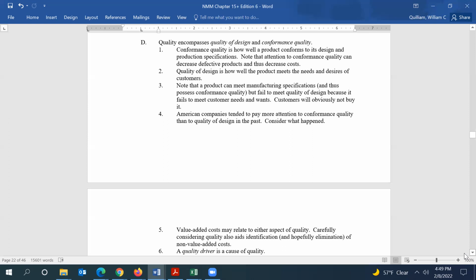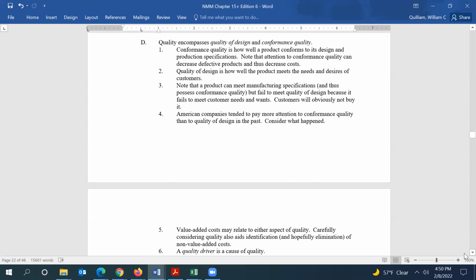So that's why I see in number 3. We can note that a product can meet manufacturing specifications and thus possess conformance quality, but fail to meet quality of design because it fails to meet customer needs and wants. Again, customers obviously won't buy it. So it can be as well made as you'd like, have high conformance quality. But if it's not what customers want, it has low quality of design and they just won't buy it. I think yuck.